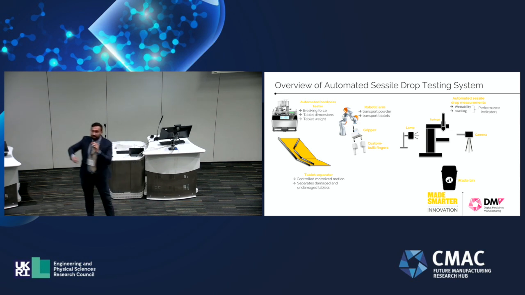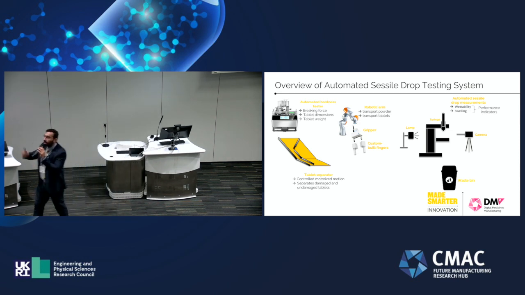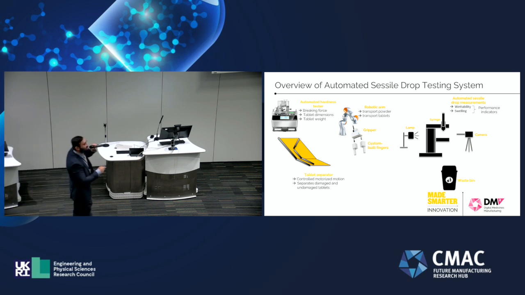But obviously, the first thing we have to think about is how we can separate the damaged and the undamaged tablet, because the main source that spits the tablet out of the system is the automated hardness tester, but that produces the damaged and the undamaged tablet at the same time. So we need a custom built tablet separator.